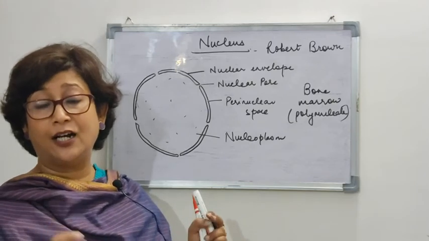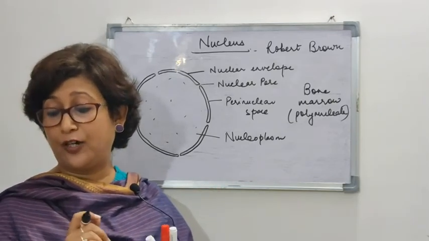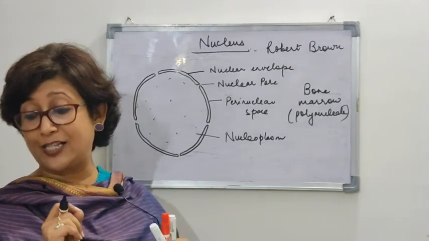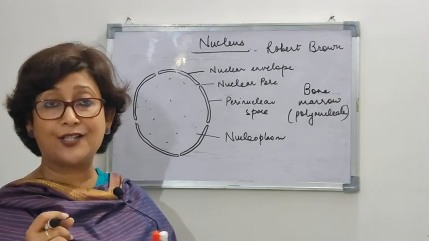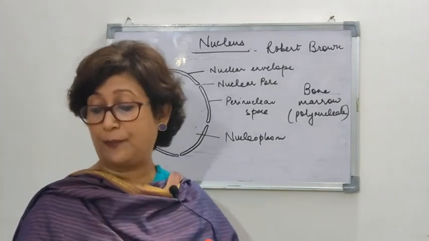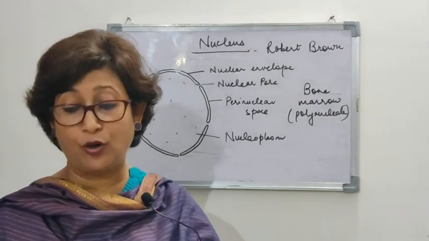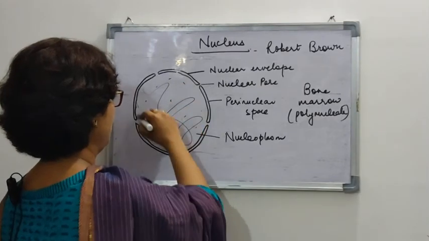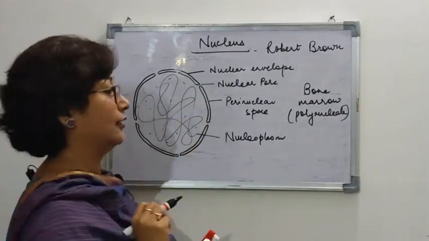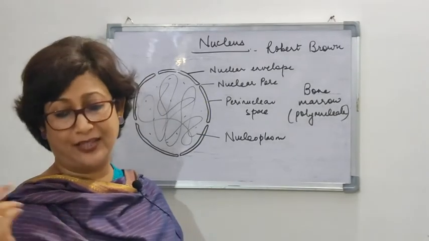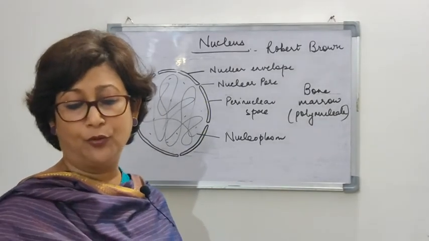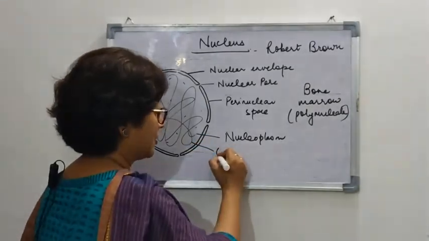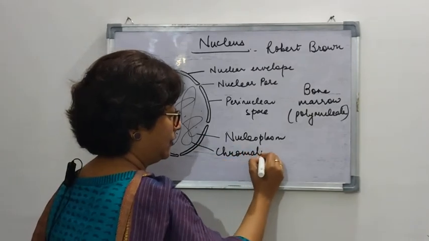Then other than the presence of the nucleoplasm, there is also a network of fine fibrils present, which are made up of acidic proteins, and they function as the chromatin, right? So the chromatin network is also found in the nucleoplasm. There will be a whole network of chromatin fibers like this, right? That we can refer to as the nuclear matrix, or we will label it as chromatin fibers, right? They are the chromatin fibers.